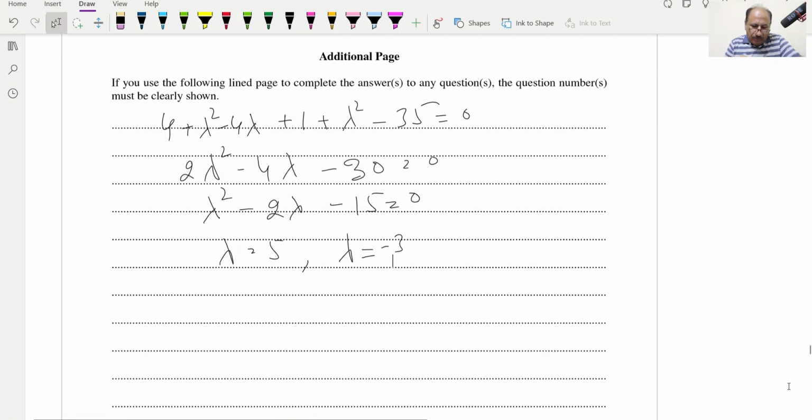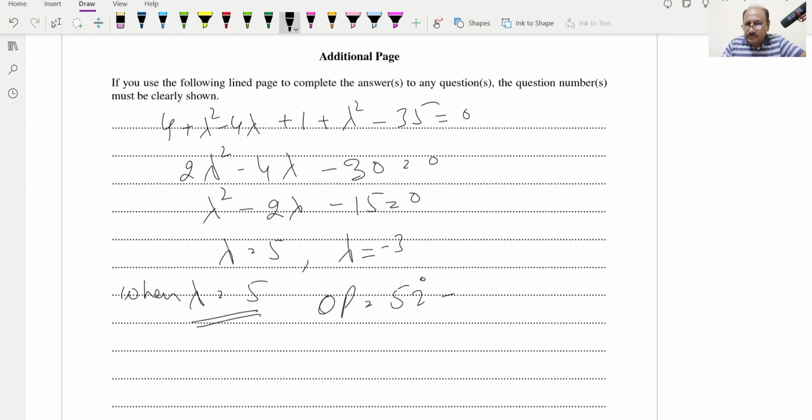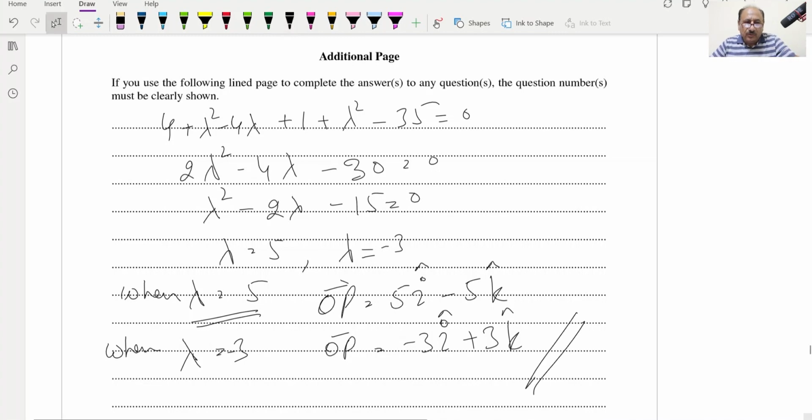Now when lambda is equal to 5, OP will be equal to 5i minus 5k, lambda i minus lambda k. So instead of lambda we have written 5 and 5. Now this is OP. And when lambda is equal to minus 3, OP will be equal to minus 3i and plus 3k. These are the unit vectors. These are the vectors OP which we found.